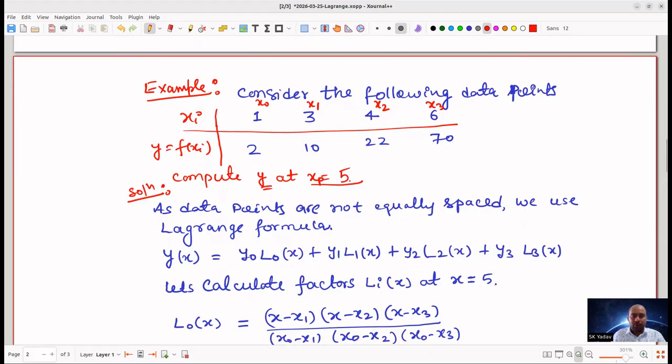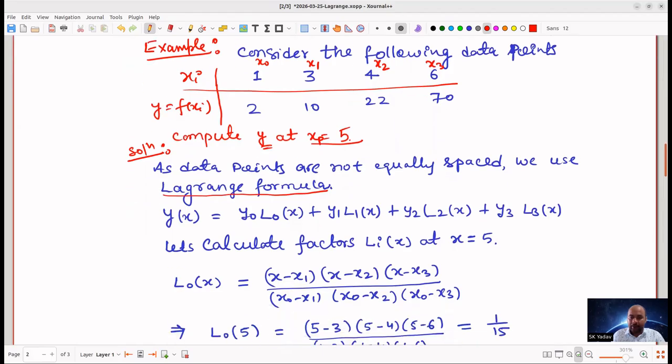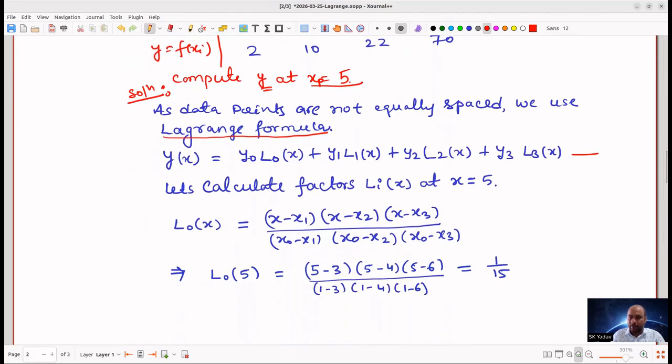First of all, you have to check in the given problem whether the data points are equally spaced or unequally spaced. If you can see here, the first is 1 and the second is 3, so the difference is 3 minus 1, that is 2. And if I go with x2 and x1, the difference is 4 minus 3, that is 1. So there is unequal spacing between data points. So we use Lagrange interpolation, and we can write the Lagrange interpolation here.